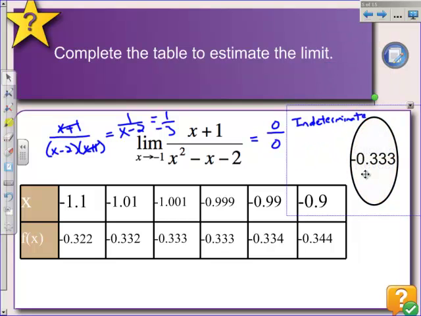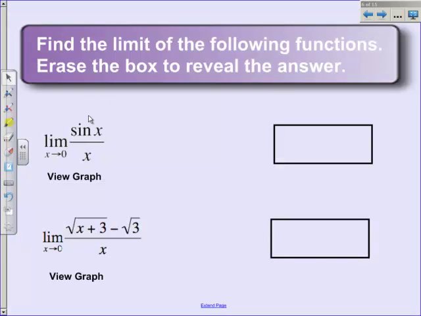See if we got it right. Oh, yay. Okay. All right. Other things you can't; the table might not help you, especially if you don't know your sine values. So let's take a look at another approach here.